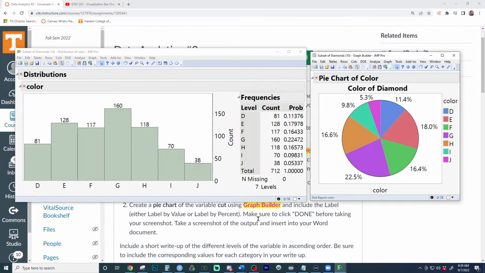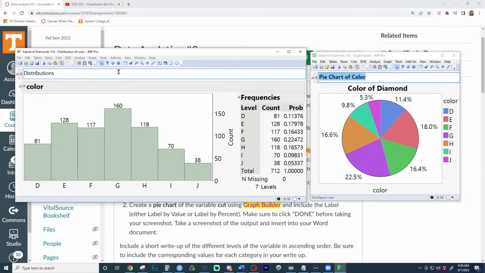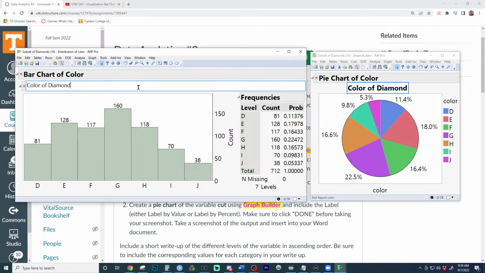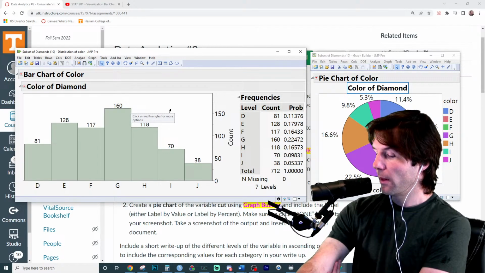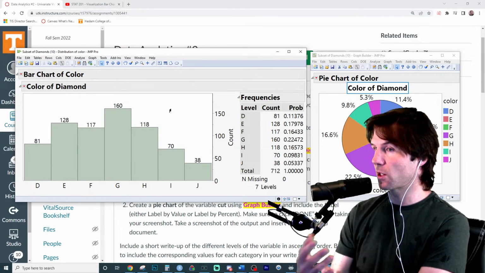And does this one ask to do percentages, label by value, or label by percent? It says either one right there. So right here, you can even change distribution to say pie chart or bar chart. Bar chart of color and color of diamonds. You can edit those right there. Wouldn't we talk about the skew? So this is not quantitative data. Good question there, Julia. This is not quantitative data, so it's not skewed.